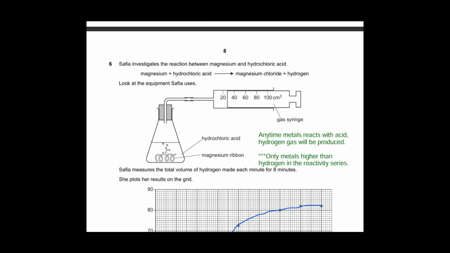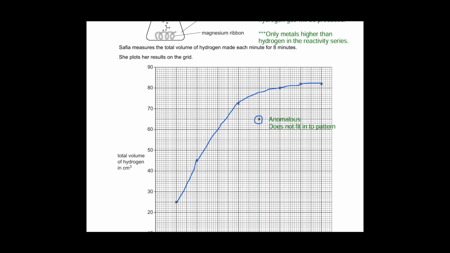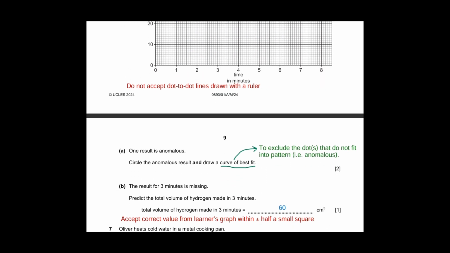So that leaves us with the conclusion that anytime metals react with acid, a gas will be formed, and this gas is hydrogen. So let's take note of that. Let's remember that. So now let's go to the first question. The first question says you should identify one result that is anomalous. Anomalous means does not fit into the pattern.